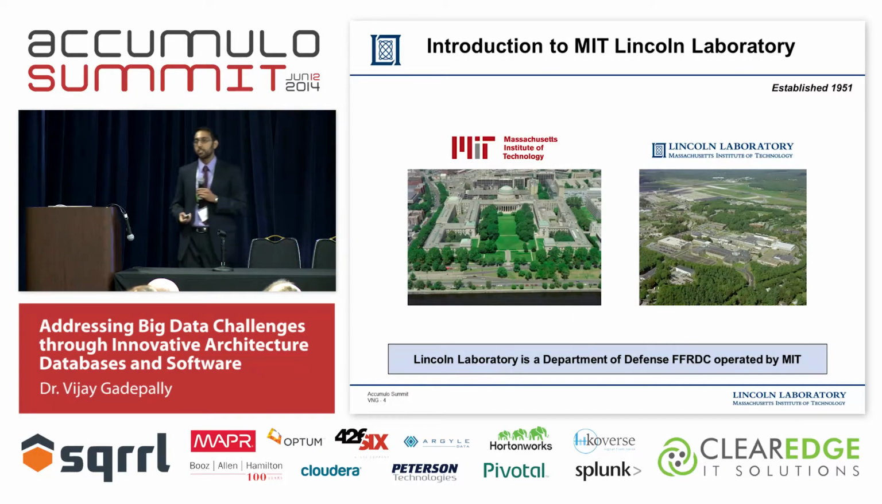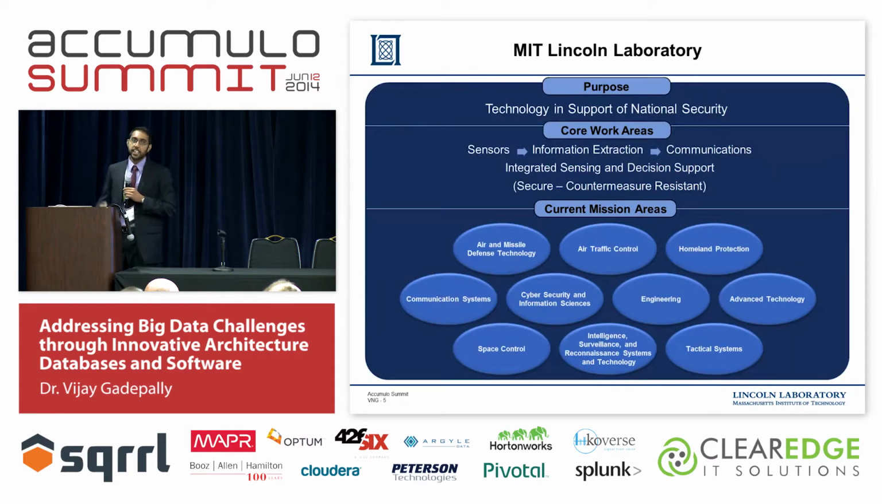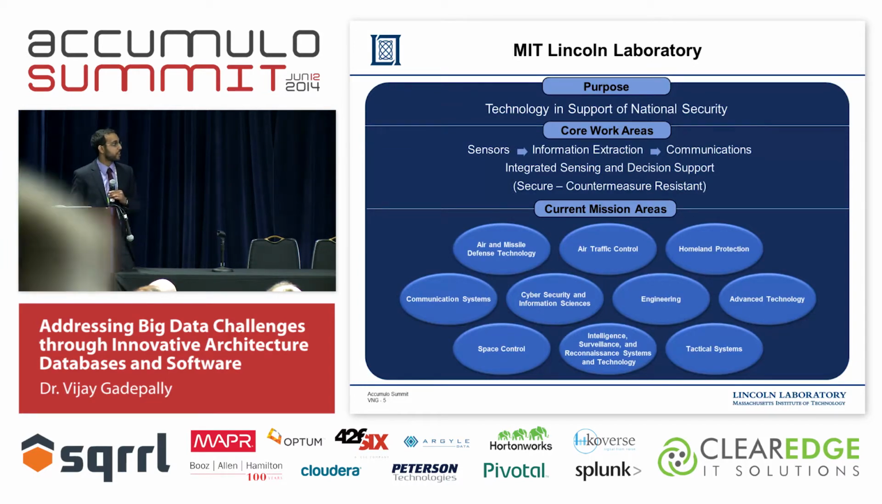So the Massachusetts Institute of Technology is a science and engineering institution in Cambridge, Massachusetts. They're really dedicated to research and education. Lincoln Laboratory, which is the largest lab at MIT, extends these goals of MIT for the purpose of national security, to develop technology for national security. So MIT Lincoln Laboratory is a DoD, federally funded research and development center, which is operated by MIT. And these are pictures of the two campuses.